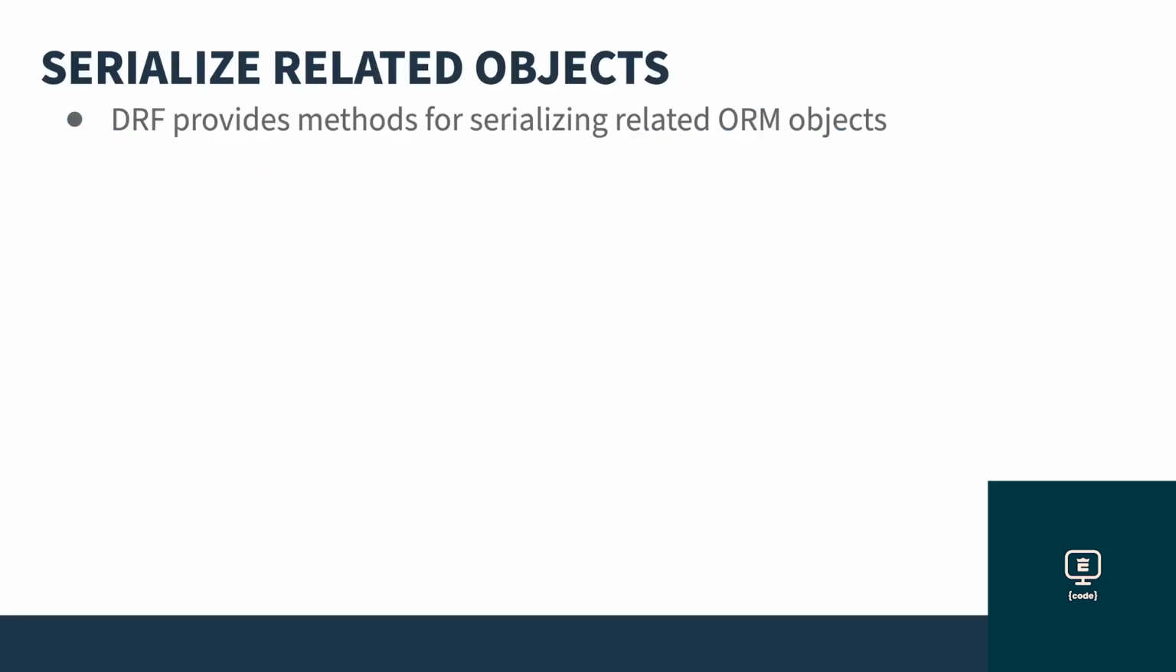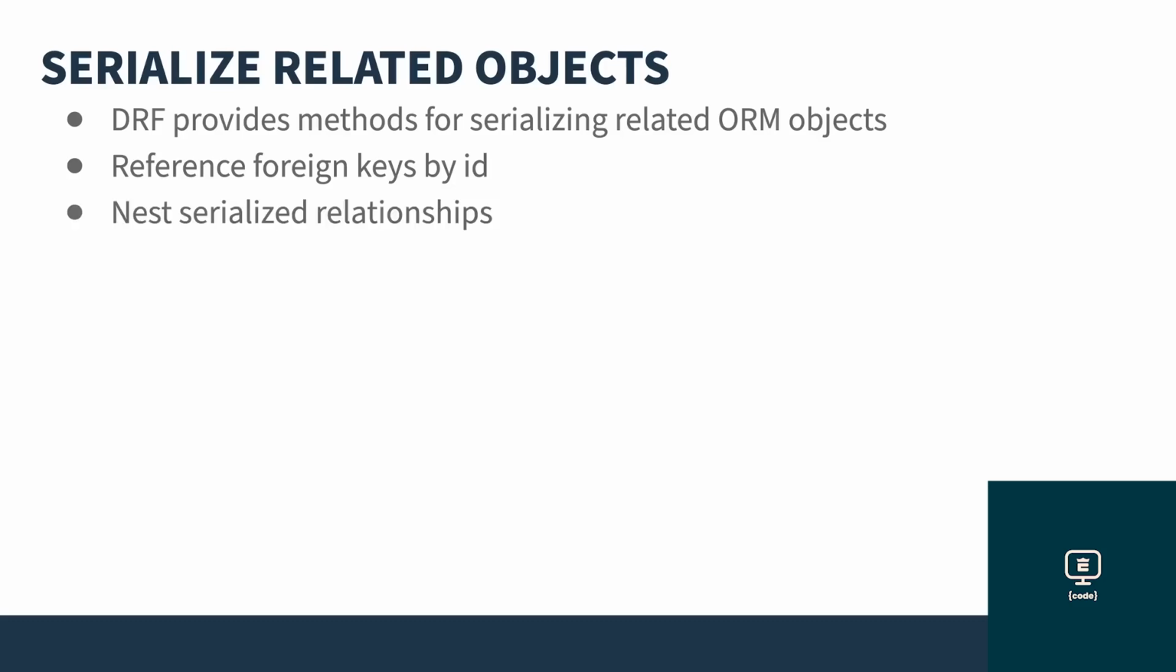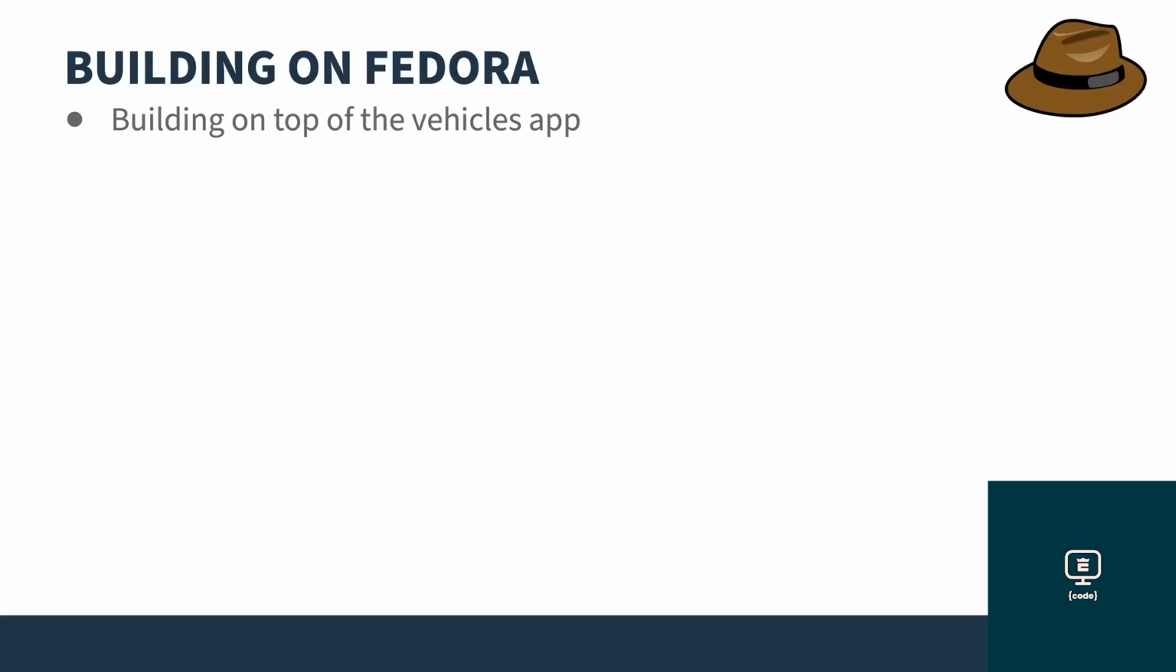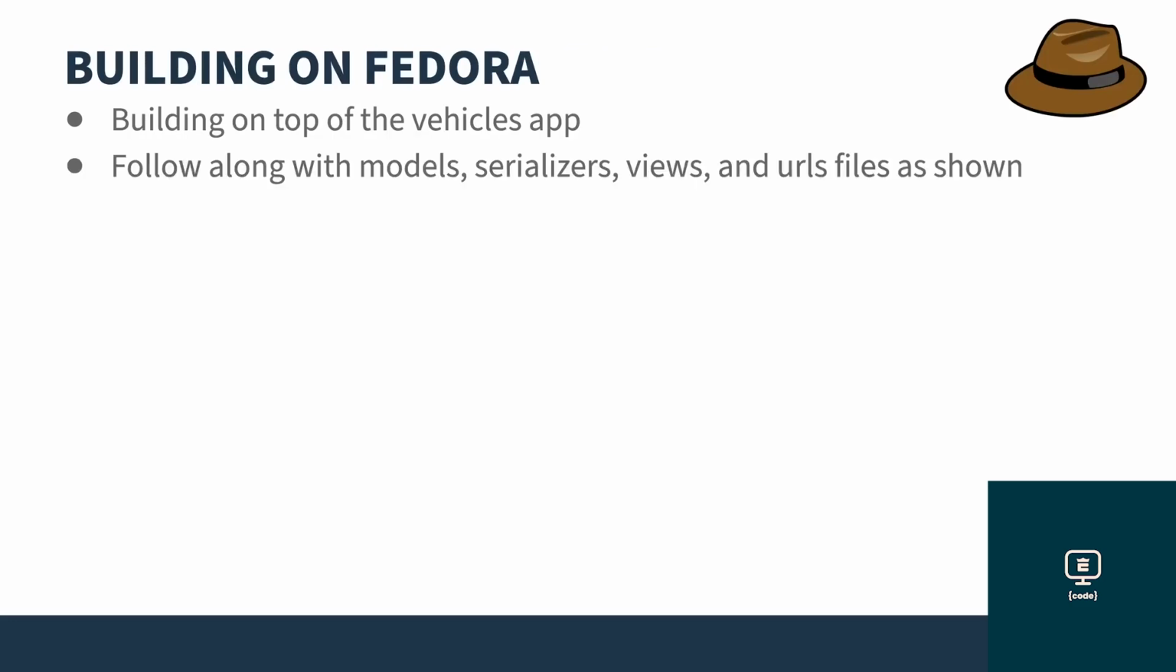The DRF provides ways to serialize related objects in your ORM. Objects that refer to each other by foreign keys can be identified by an ID. You can also nest serialization by having related objects contained within one another. This time around, I'm going to continue using the Vehicles app from the previous lesson. You can follow along with the new models, serializers, views, and URLs files as shown.